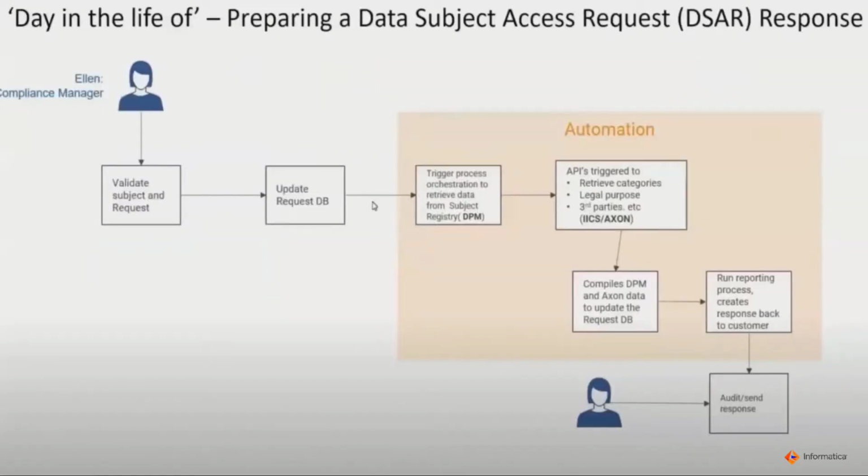Okay, then the DSAR request itself could again go through. We want to validate, and we want to update the DB for the request because we want to track how many requests have come from somebody. Then we trigger the process for retrieving the data, with APIs to get all that information. We can get the information from both Axon and DPM, and then respond back to the data subject auditor.